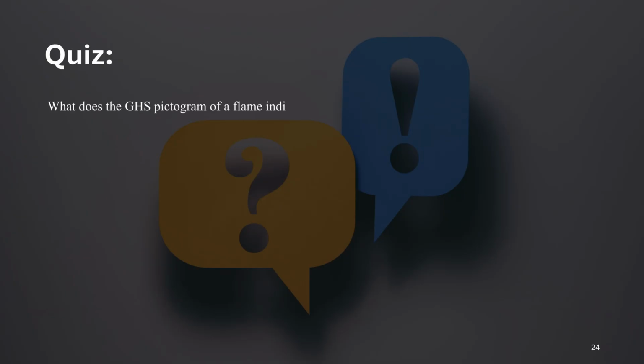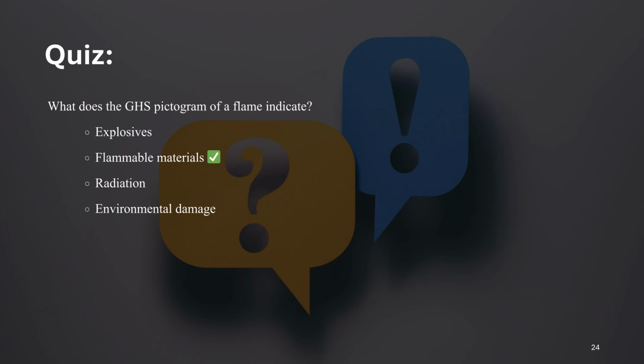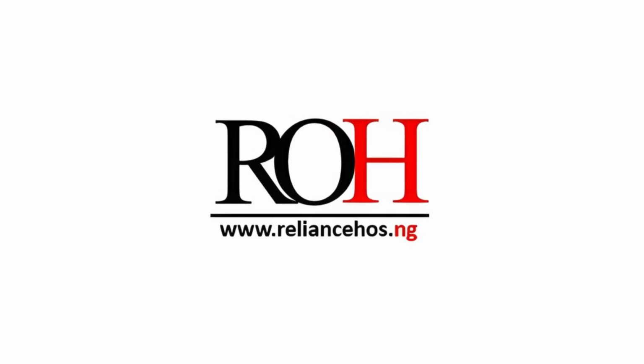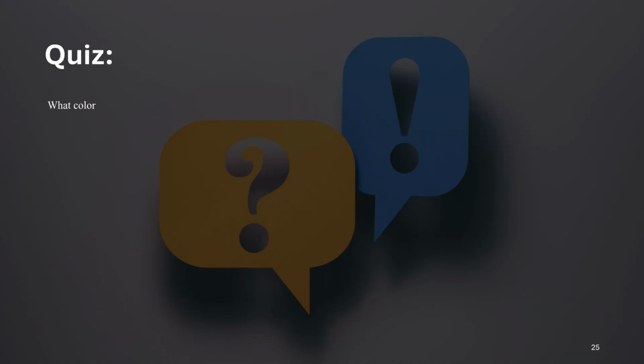Quiz. What does the GHS pictogram of a flame indicate? Explosives, flammable materials, radiation, environmental damage. Quiz. What color in the NFPA diamond indicates health hazards? Red, blue, yellow, white.